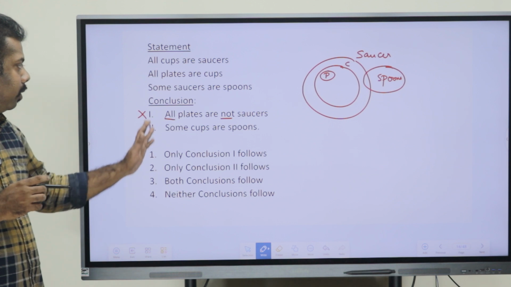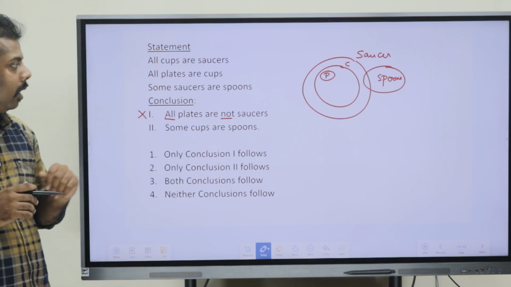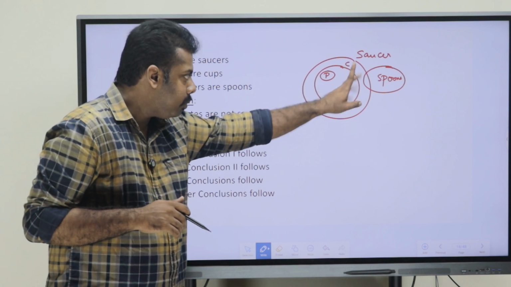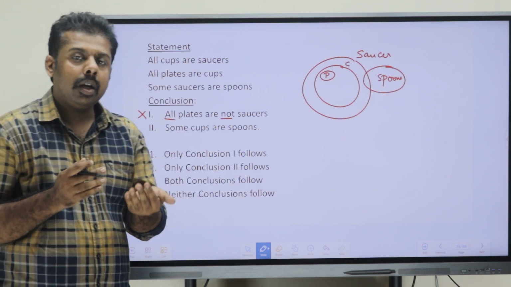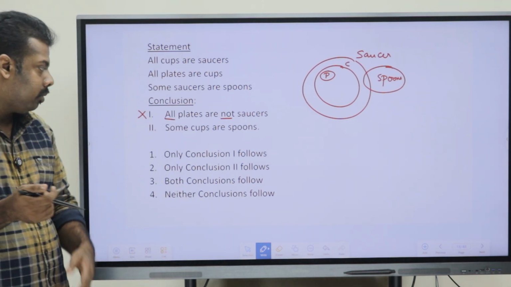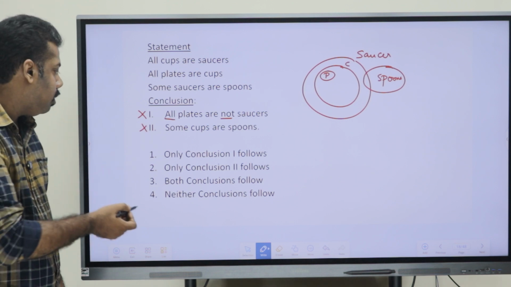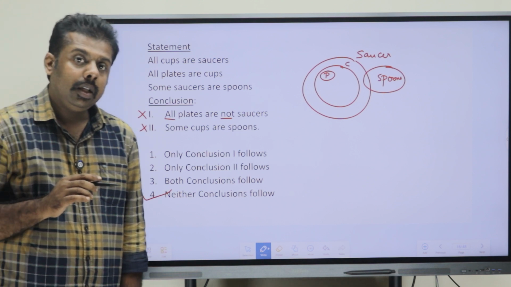Okay. Now moving on to the next conclusion. Some cups are spoons. Is it right or wrong? Some cups are spoons. So does cup and spoon have a relation directly? No, they haven't given a relation. So in the definite conclusion, that portion has to be wrong. Okay. So that's why the second one is wrong. So if both are wrong, which option are we marking? The fourth option, that is neither follows.